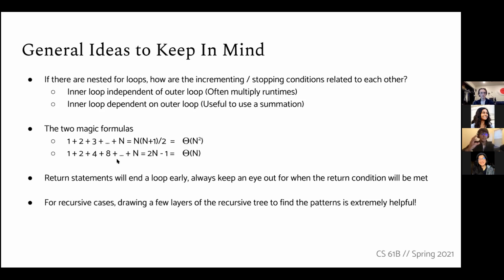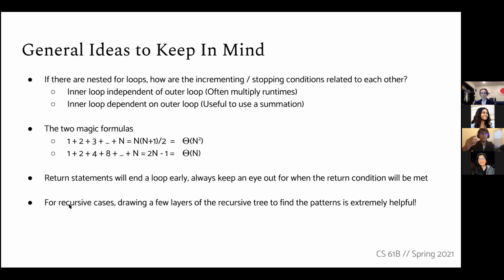Another thing that I would really keep in mind, and this is a really good thing to check every time you look at a problem, is whether there is a return statement. Because if there's a return statement, often you might see it in the inner for loop, and that means that if that return statement is ever met, the outer for loop might not run through all of its iterations, right? So just keep an eye out for when the return condition is going to be met, because that might affect your runtime.